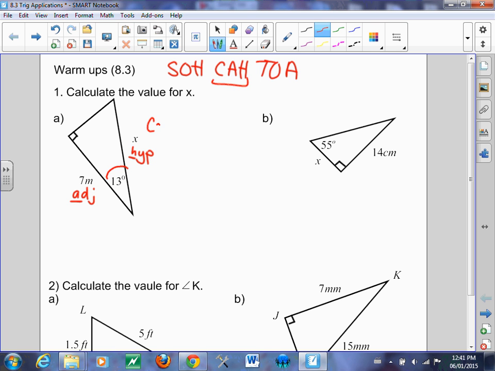So it's going to be cos of the given angle, which is 13 degrees, equals, remember, the proper order, adjacent over hypotenuse. So it's going to be 7 over x. X is on the bottom, folks, so you do the switch. You put an arrow in and write the word switch. So it's going to be x equals 7 divided by cos of 13 degrees. Plug that in your calculator, and let's round to one decimal place. So it's going to be 7.2.